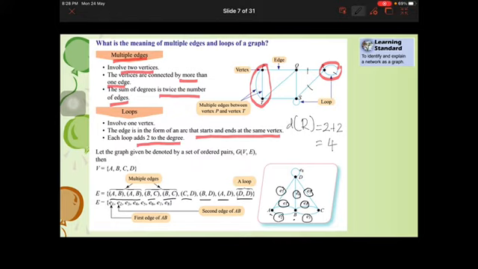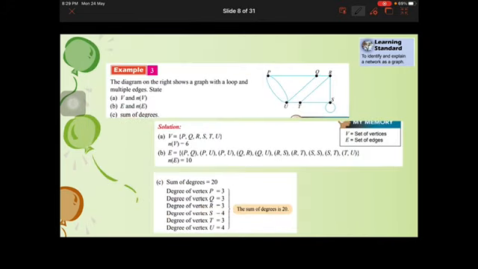Okay, so it is a loop. Okay, E8. Now, let's look at example 3. The diagram on the right shows a graph with a loop and multiple edges. State V and NV, B, E and NE, and again see sum of the degrees. Okay, so now let's count on the vertices.